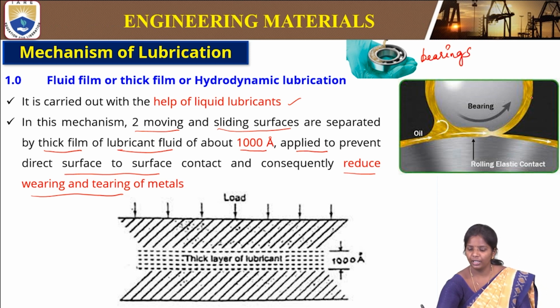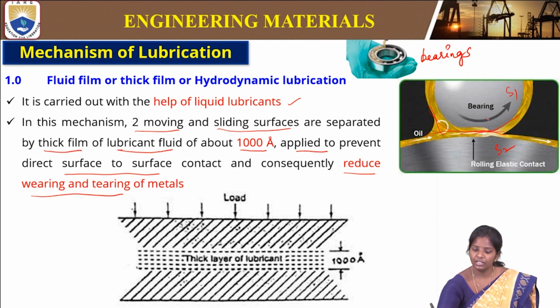So here the bearing is running. This is metal 1 and metal 2, or surface 1 and surface 2. The oil, this is the lubricant oil that is applied between these two surfaces. As we see, it is thicker.